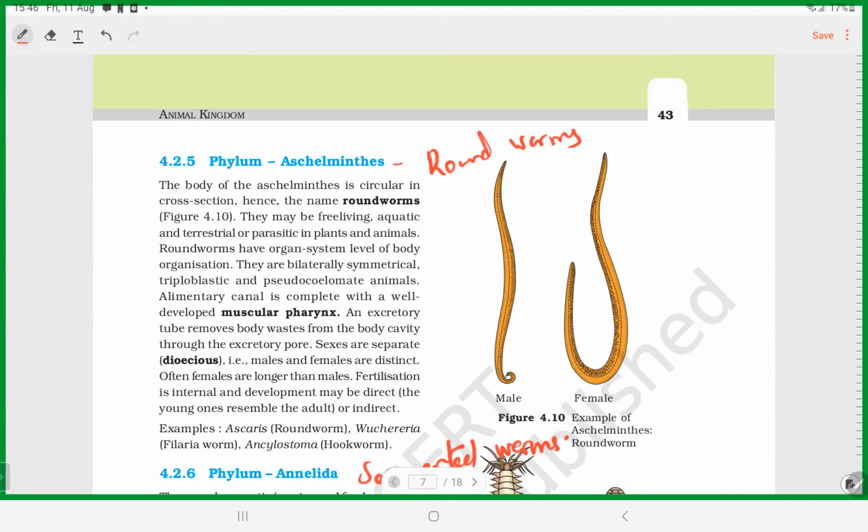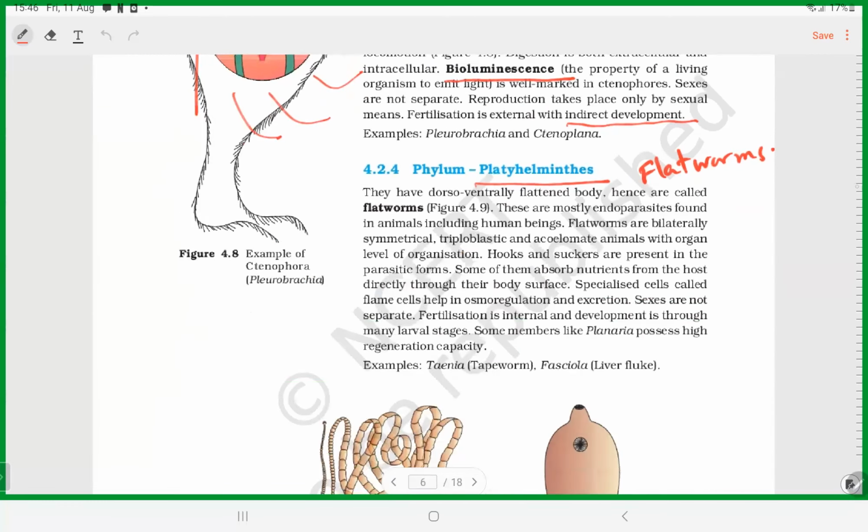First, about the platyhelminths, note down the important characters. They have a dorso-ventrally flattened body, meaning they have only front and back surfaces. Not like two flat structures together, they have a flat body surface only. That's why they are called what? Flatworms. That's the first point you should know: because of the dorso-ventrally flattened body they are called flatworms.